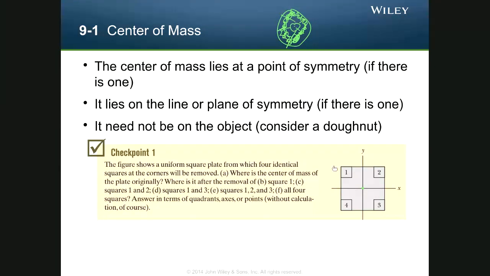Now, if we remove square 1, there's less mass. We'll block out square 1. So now if we block out square 1, we want to find first an axis of symmetry. And let me show you how to do that. So you want to look at where things look the same. So first of all, let's look at a few examples. No, not green.